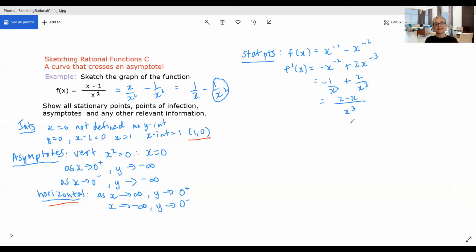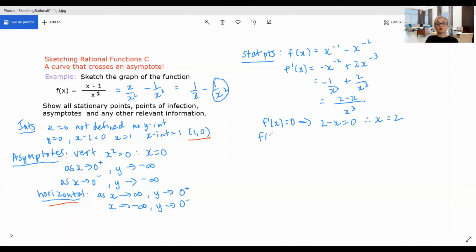Okay, it doesn't really matter what process you use. You could do your quotient rule, that's fine. However you do it, you should come up with this. Stationary points, you put the first derivative equal to 0. We should know that by now. So for this to be 0, the numerator has to be 0. So x is 2. Let's find what the function's value is when x is 2.